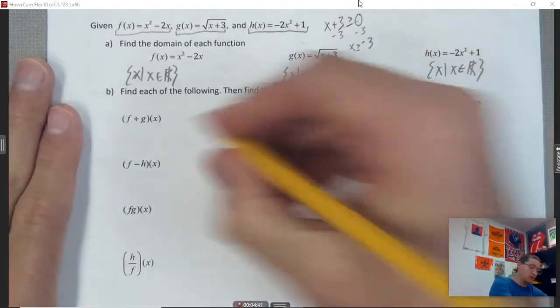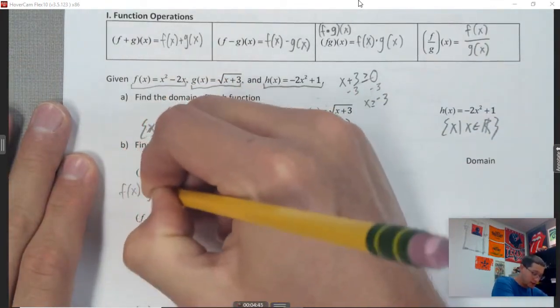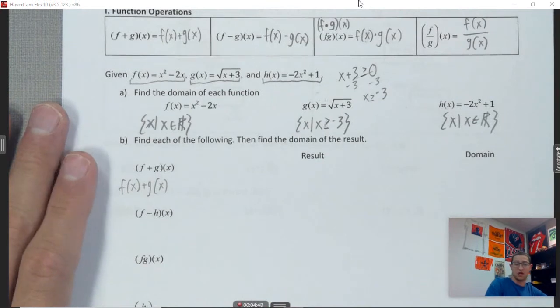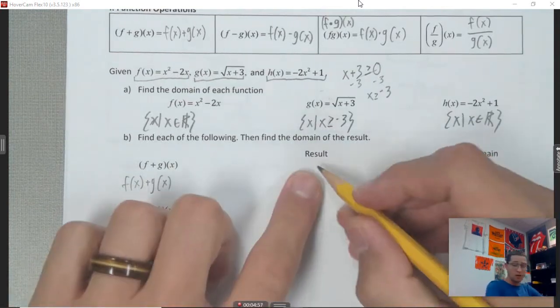So what I'm doing, just as a reminder, is I'm taking f of x, and I'm just going to add it to g of x. That is all we're doing, okay? Like I said, in the examples where we're adding and subtracting, it's very similar to just combining like terms, okay? So that's all we're doing there.